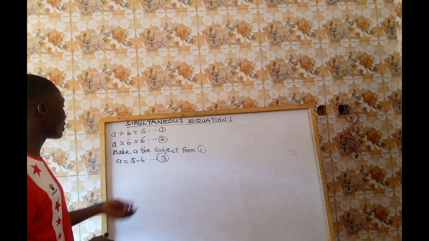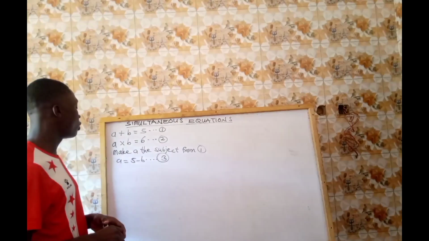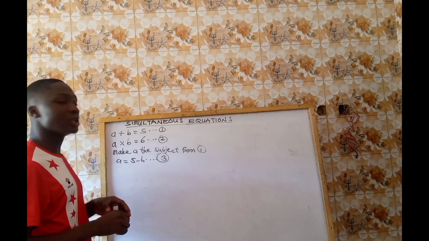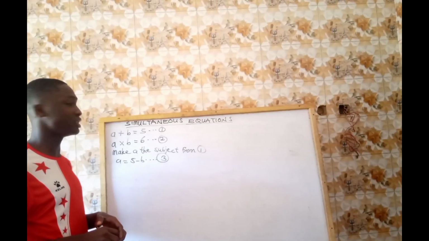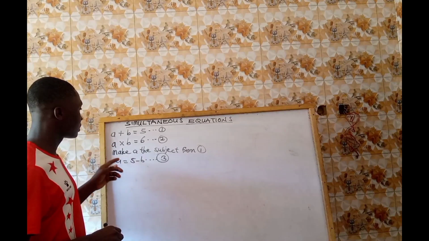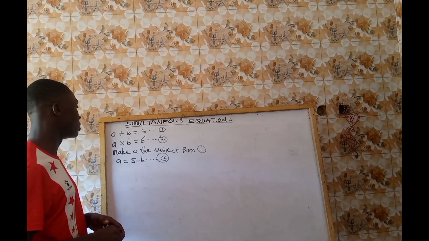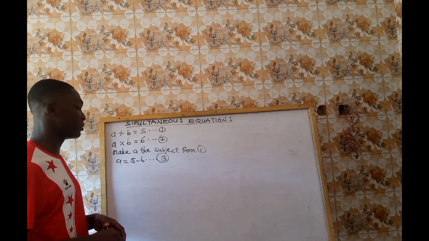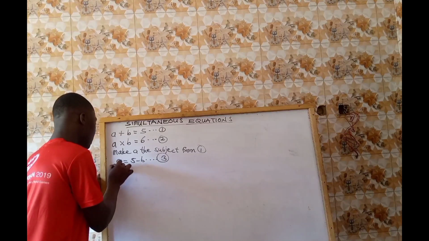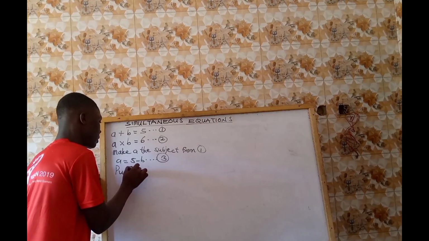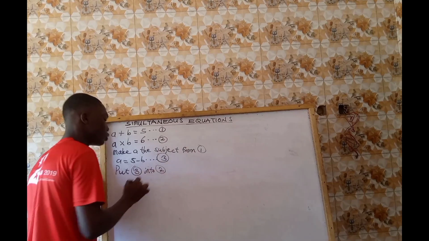So now we will put equation 3 into equation 2 because we made A the subject from equation 1. You can't put equation 3 into equation 1, but you can put it into equation 2 because we made A the subject from equation 1. So equation 2, put equation 3 into equation 2.